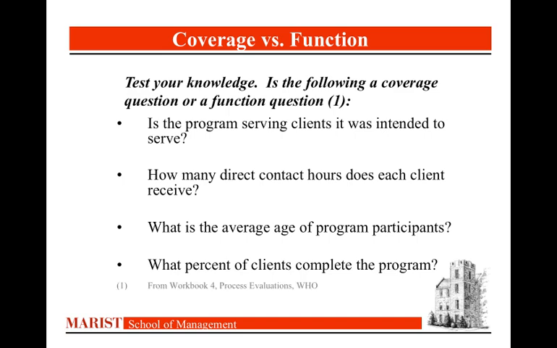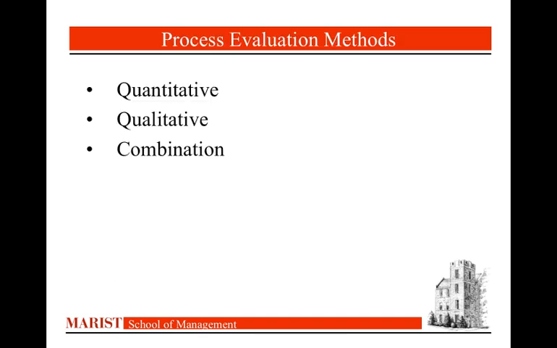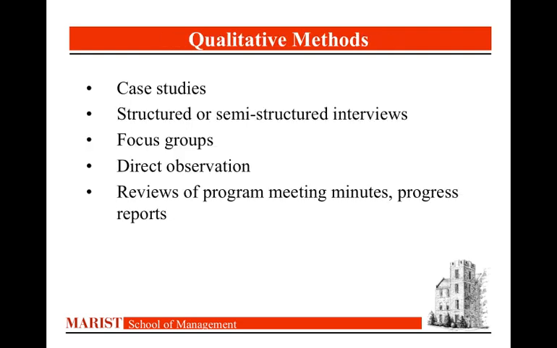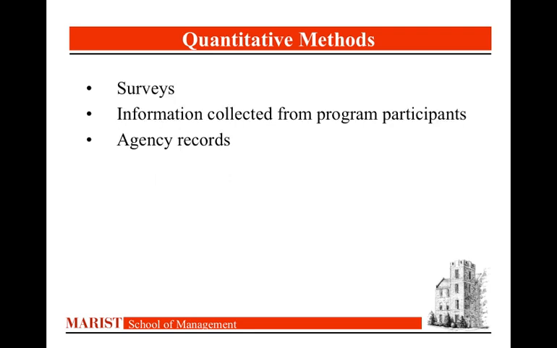So consider that. If you're going to conduct a process evaluation, you can collect numbers, quantitative numbers, or you can interview people. You can do qualitative research. It's always best to try and do a combination of the two. Qualitative methods include case studies, interviews, focus groups, observing people while they go through the program, looking at meeting minutes or progress reports, whereas quantitative, usually you're handing somebody a survey and they're filling out that survey. And that information typically comes from program participants. It can also come from people who work the program. You can also look through agency records to just get raw numbers, raw data.